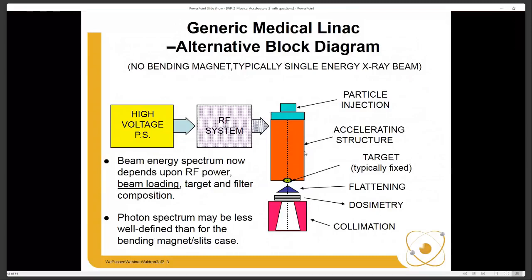And frequently, if they're producing photons, that target is going to be welded on the end of the accelerator. Of course, because there's no bending magnet, now our control of energy spectrum is going to depend largely upon the intrinsic energy of the electron beam within the accelerator, and then engineering issues regarding target design and flattening filter design.